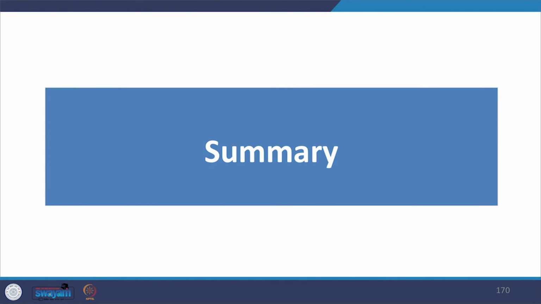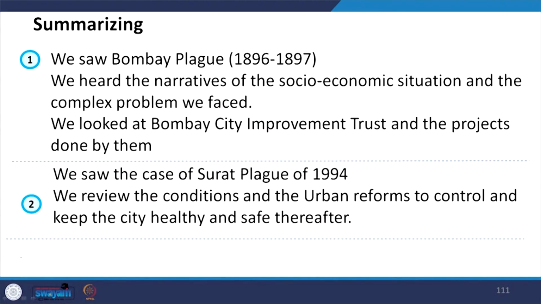Summarizing, we saw today the Bombay plague of 1896-1897, and we heard the narratives of the socio-economic situation and the complex problems we faced. We looked at the Bombay City Improvement Trust and the projects done by them. Among the range of problems, we were able to solve certain levels of problems, but we were still unable to understand the new kinds of problems we were creating. But you can see how the two are interconnected. They might cause health issues, and urban planning may also help you to resolve the health issue.